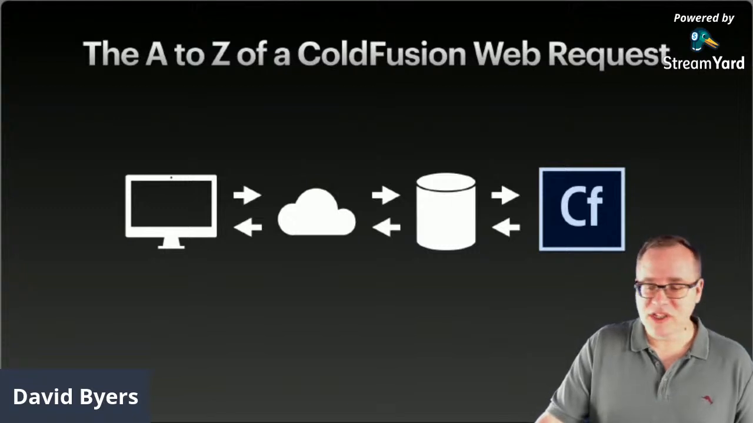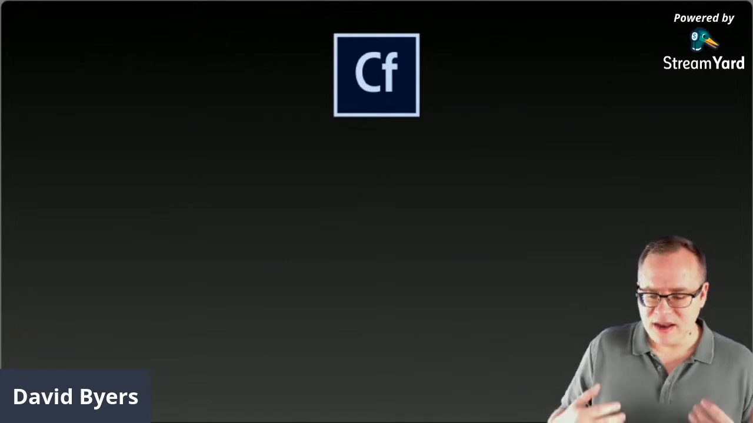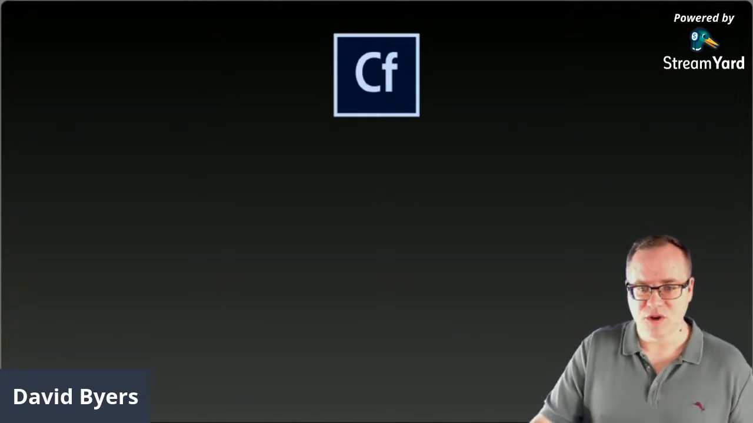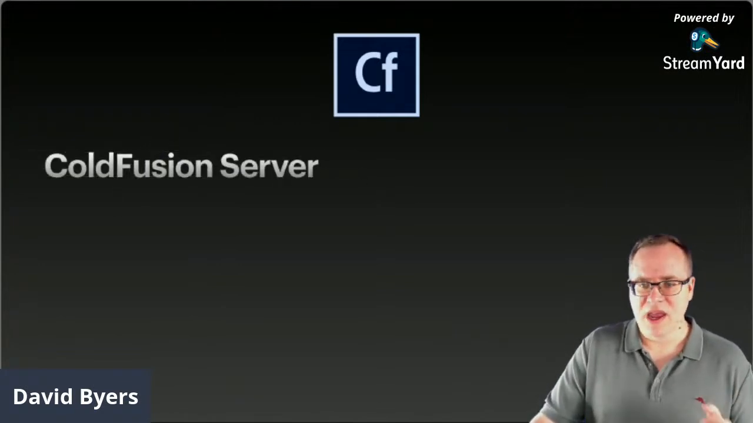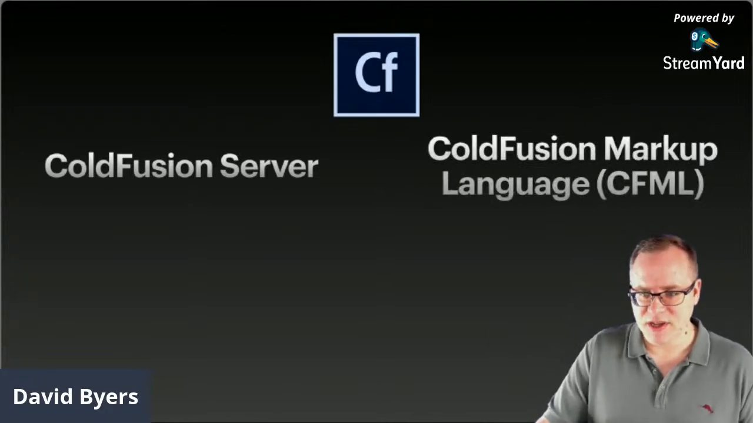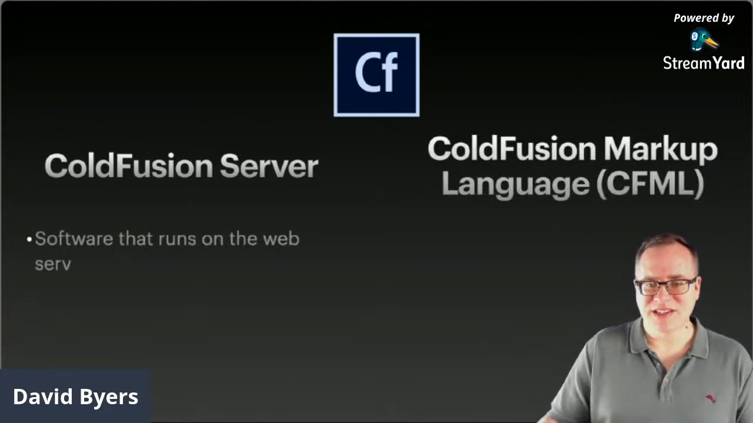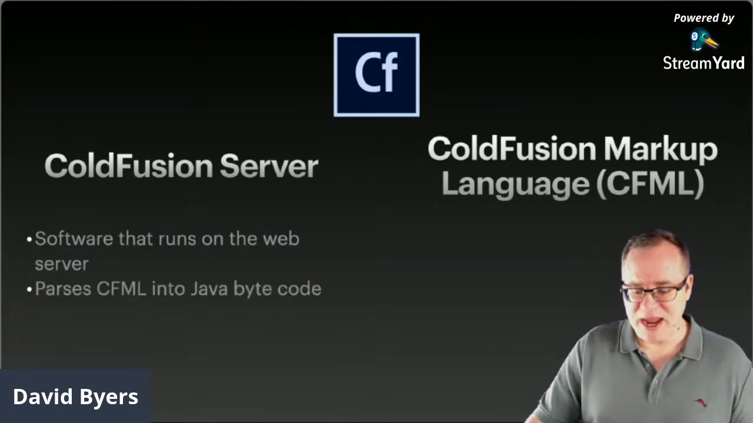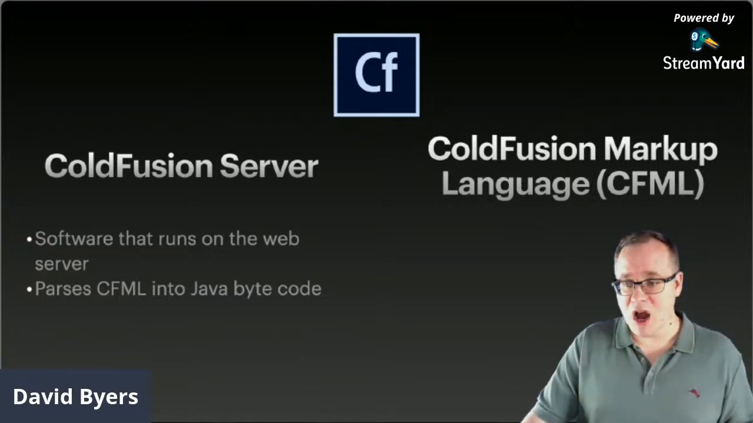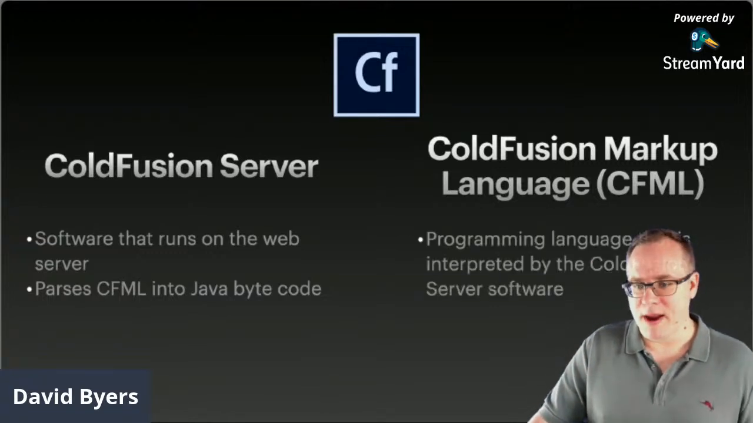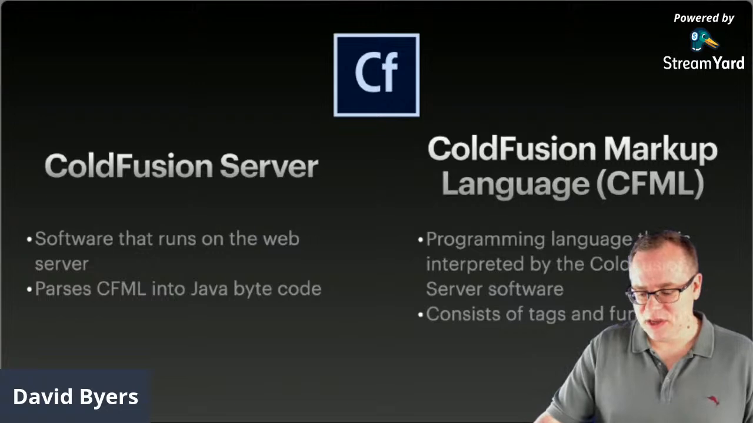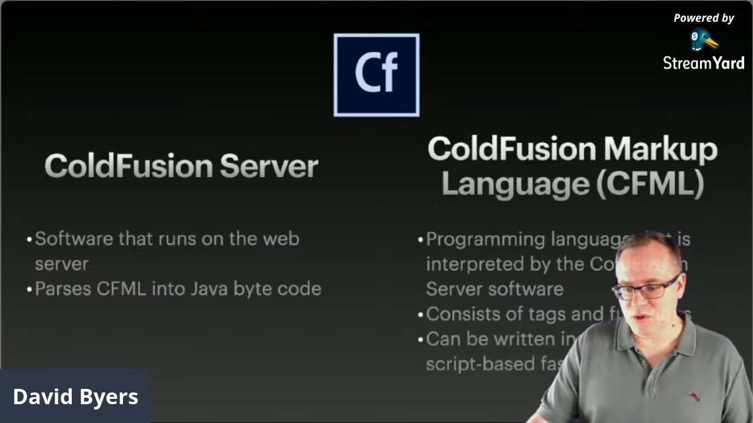Now, I've been using the term ColdFusion a lot, and I want to make a distinction here because this is important. A lot of developers will refer to ColdFusion when really there are two sides of ColdFusion. There's ColdFusion Server, and then there's ColdFusion Markup Language. ColdFusion Server is the software that runs on the web server. It parses CFML, the language, into Java bytecode. ColdFusion markup language, or CFML, is the programming language that gets interpreted by the ColdFusion software. It consists of tags and functions, and it can be written in tag-based or script-based fashion.